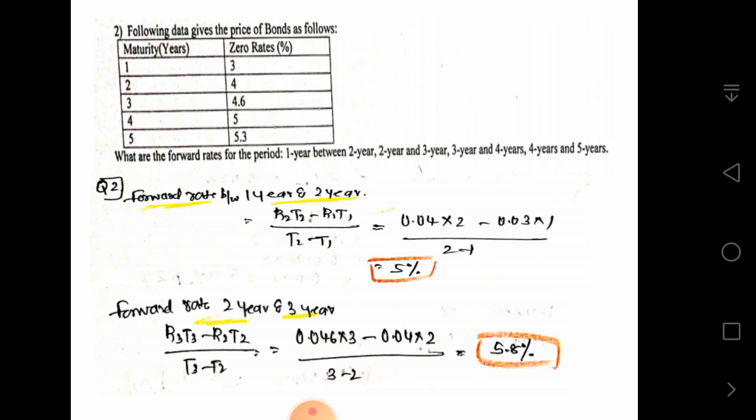Similarly, between year 2 and year 3, I take (R3 T3 minus R2 T2) divided by (T3 minus T2). Substituting the interest rates for year 3 and year 2, I get a forward rate of 5.8%.